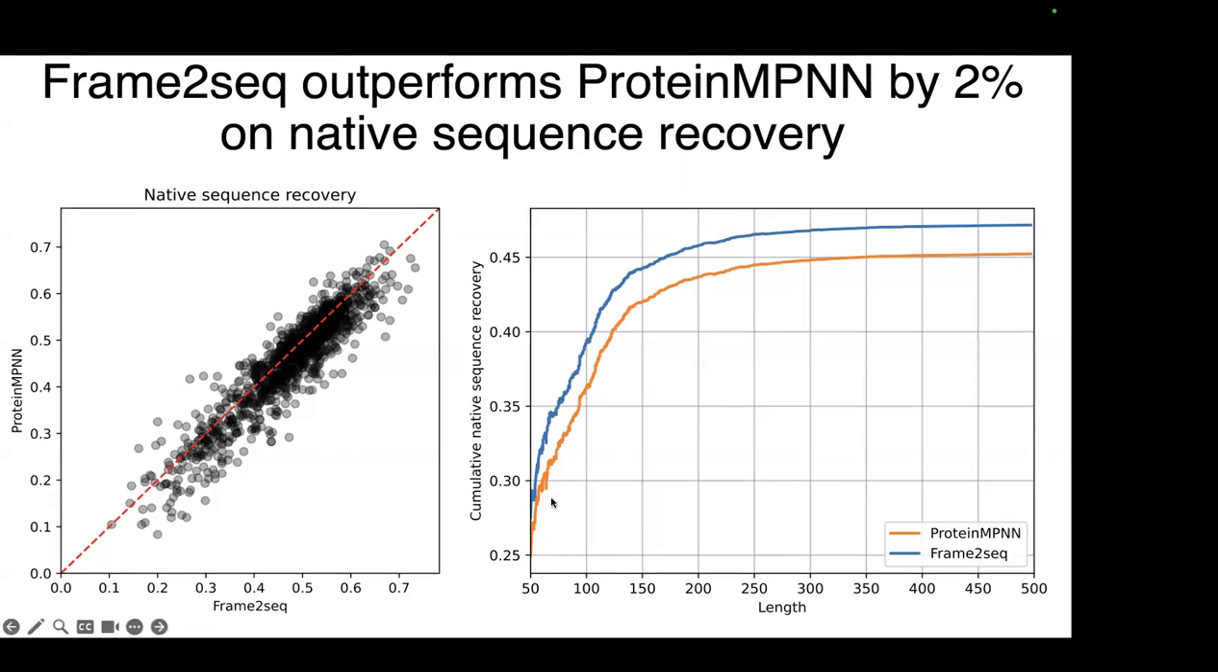Then we looked at what sequence recovery looks like for different protein lengths. We didn't necessarily see a length bin that stood out, but the 2% recovery was over all lengths between the two models. Frame2seq is this blue one, and protein MPNN is the orange.